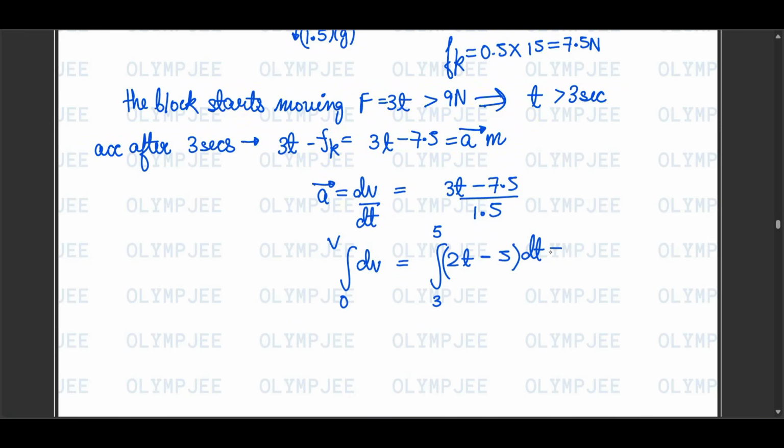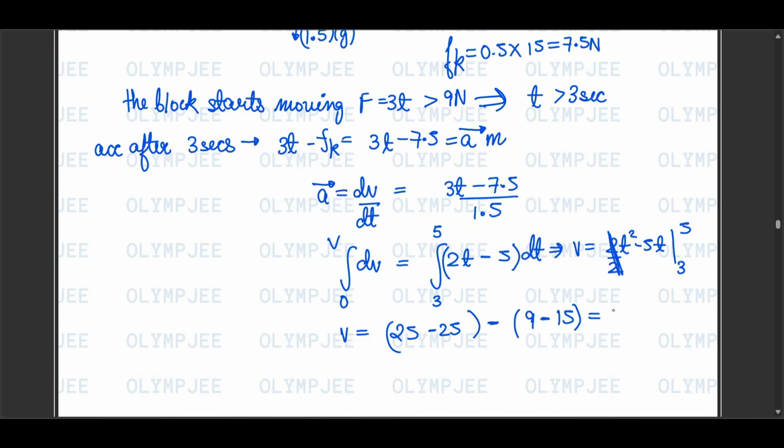So on integration we will get v is equal to 2t squared minus 5t from 3 to 5, right? Sorry, there will be 2 in the denominator also, so this will get cancelled. So we'll get 25 minus 25 minus 9 minus 15, which will be equal to 6 meters per second. So this is the velocity at time t equal to 5 seconds.